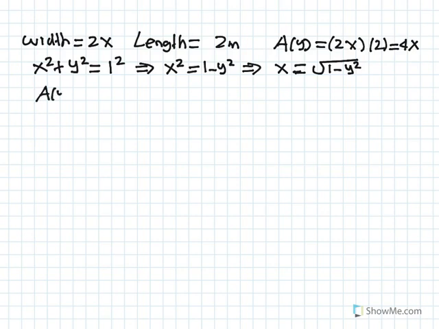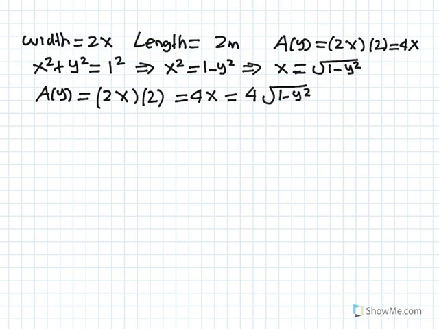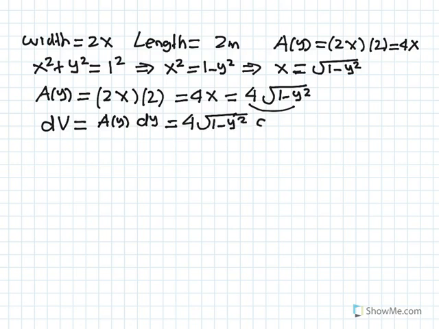So cross-sectional area, A of y, is 2x times 2, which is equal to 4x. And solving for x in terms of y, we get 4 root of 1 minus y squared. Now let's define the cross-sectional volume as well. The differential volume, the volume of one of these rectangular slices of oil, is going to be A of y times dy. And we defined A of y to be 4 root of 1 minus y squared times dy. This is the volume of a rectangular slice.